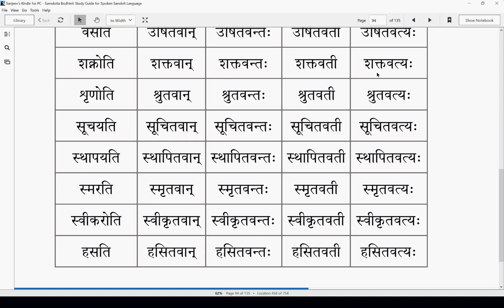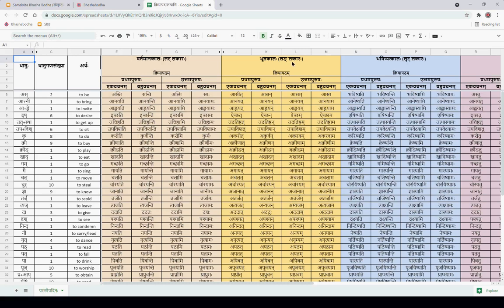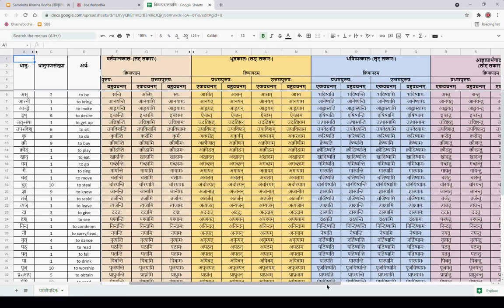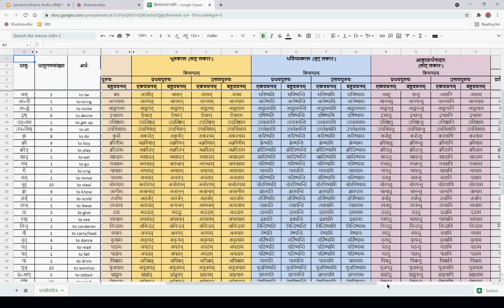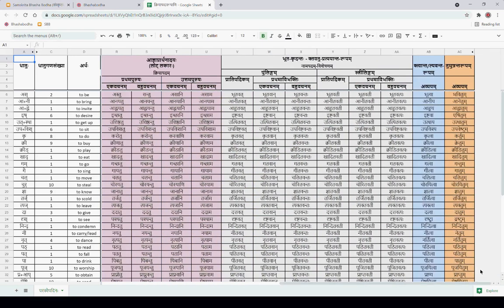Ktavatu. This pratyaya here is Ktavatu. So, as is shown in the table here, where is the column? Yeah, here. Bhuta Kridanta Ktavatu.